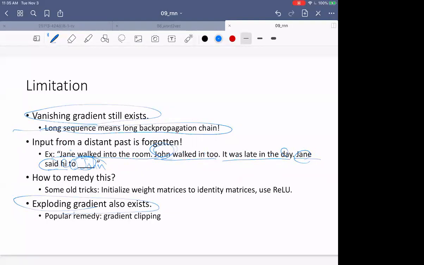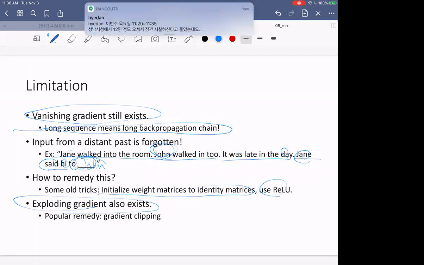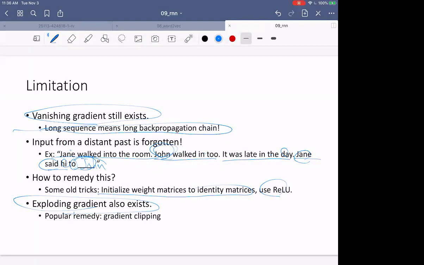To remedy this, there were some old tricks like initializing weight matrices to identity matrices or using ReLU. This is all back in 2014, 2015. These days, I'm not sure if people care that much about vanishing gradient or exploding gradient, for that matter. Exploding gradient is easily avoidable by doing gradient clipping. You set a threshold to how large your gradient can be. And I think gradient clipping is still used very widely even these days. It's just a simple optimization trick.